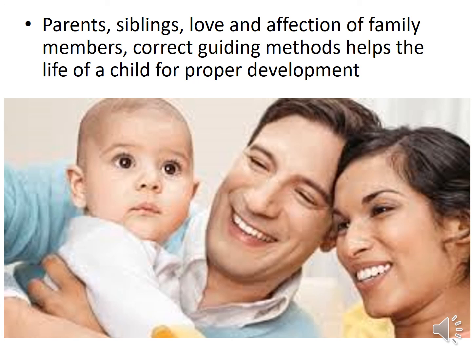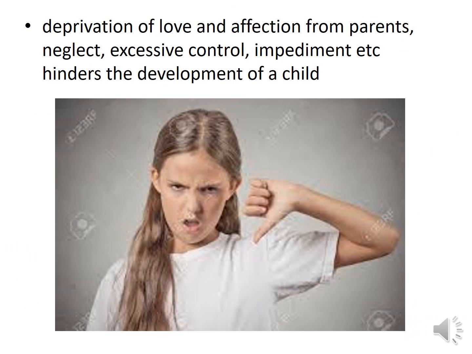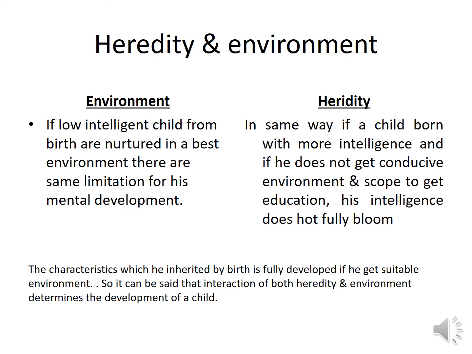If a child grows within a very loving environment with correct guidance, love and affection from family members, we can say that the child's proper development is possible. But if a child grows up deprived of love and affection from parents, with negligence, excessive control, impediment, etc., that can definitely hinder the child's development. In this slide, we can see the impact of heredity and environment.